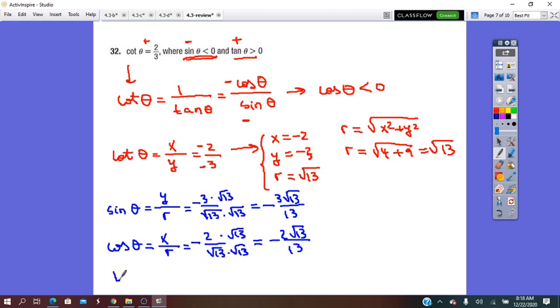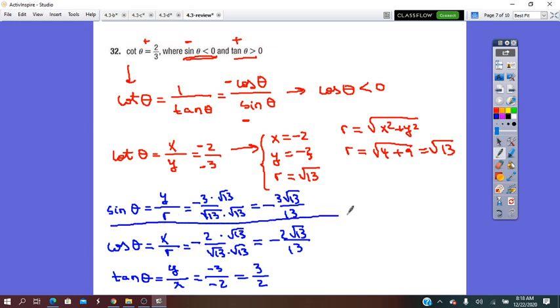And tan theta is sine to cosine, so it will be y over x, and this equals y is negative 3, x is negative 2, simplify by negative, it will be 3 over 2.